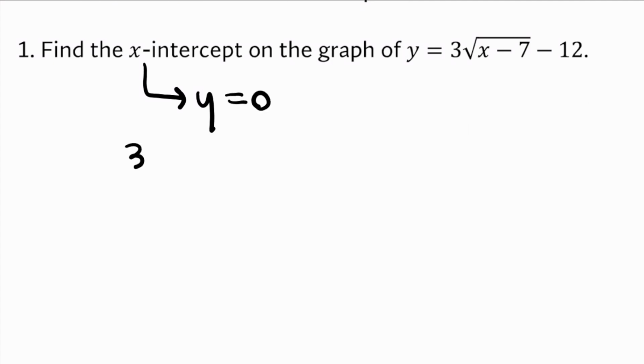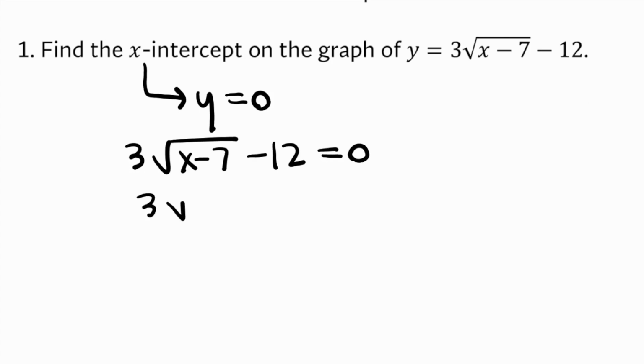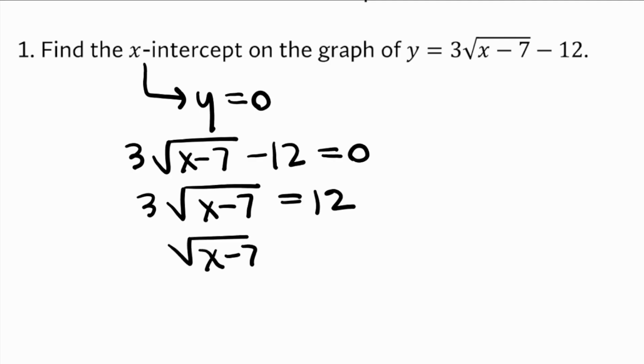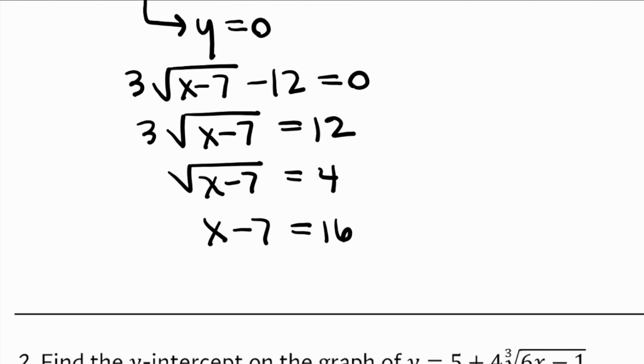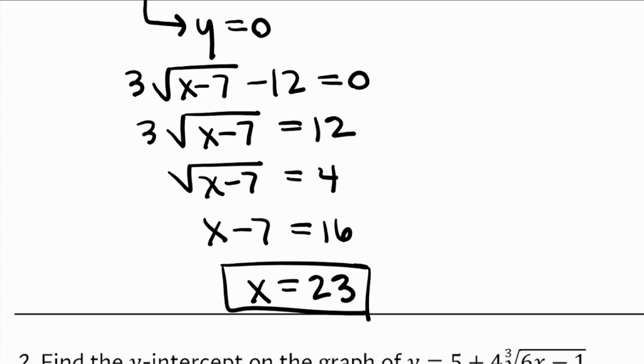So that's going to be where 3 square root of x minus 7 minus 12 is equal to 0. So 3 square root of x minus 7 equals 12, divided by 3. Square both sides. Okay, so that means I'm going to need to remember to check my answer. Add 7 to both sides, and get x equals 23.